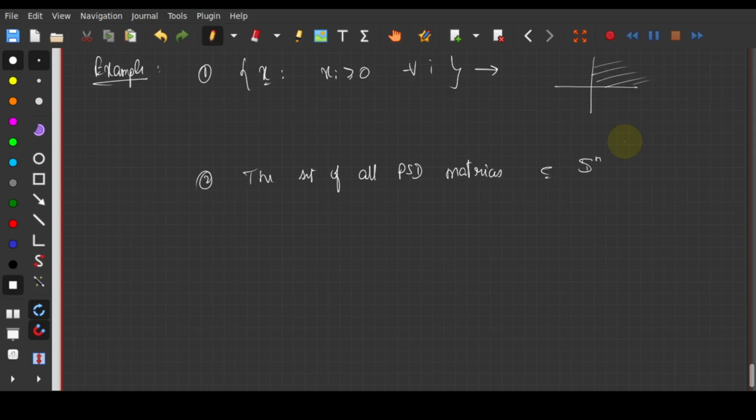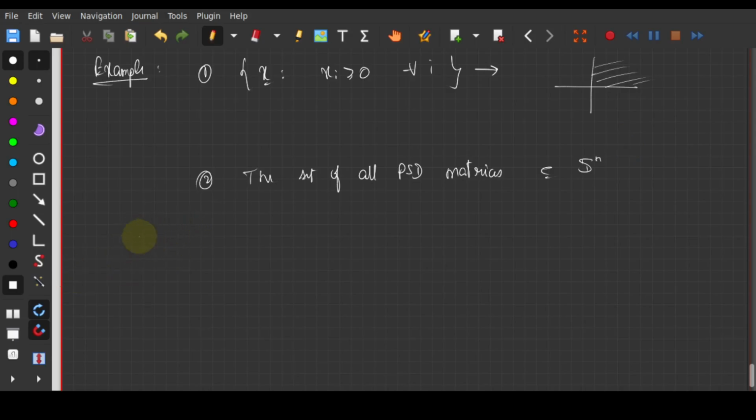Right, so when viewed as a subset of the set of all symmetric matrices, the set of all positive semi-definite matrices lies within the set of all n by n symmetric matrices. Firstly, we've seen that the set of all positive semi-definite matrices is a cone. If you take any positive semi-definite matrix and scale it up by any non-negative number, then the resulting quantity is also a positive semi-definite matrix.